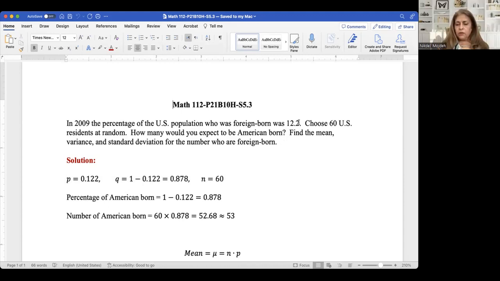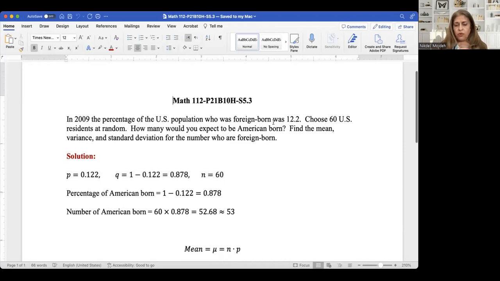And it's asking about how many you would expect to be American born. First of all, probability of foreign born is 0.122. Probability of American born is 0.878, 1 minus 0.122. N is 60. Now here it says how many would you expect to be American born?